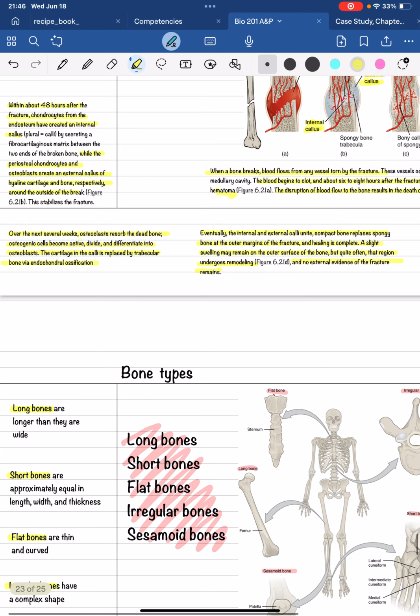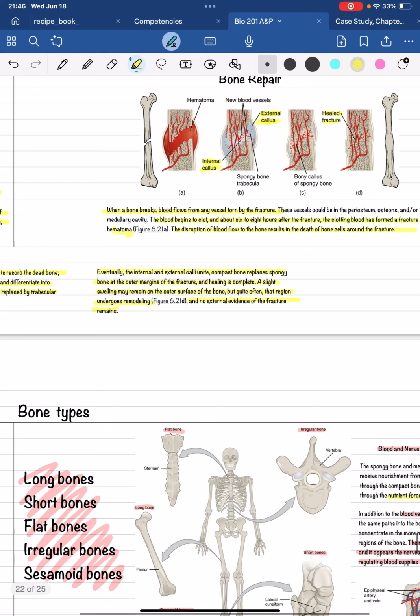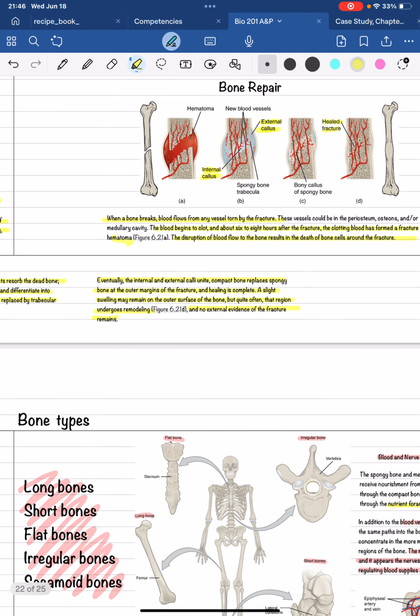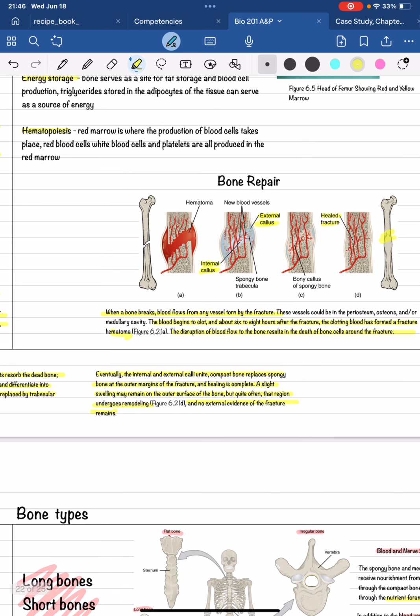Over the next several weeks, osteoclasts reabsorb the dead bone, and osteogenic cells become active, divide and differentiate into osteoblasts. The cartilage in the calli is replaced by trabecular bone via endochondral ossification. Eventually, the internal and external calli unite. Compact bone replaces spongy bone at the outer margins of the fracture, and the healing is complete. Although swelling may remain on the outer surface of the bone, the region may undergo remodeling and no external evidence of a fracture remains. And that's pictured here.